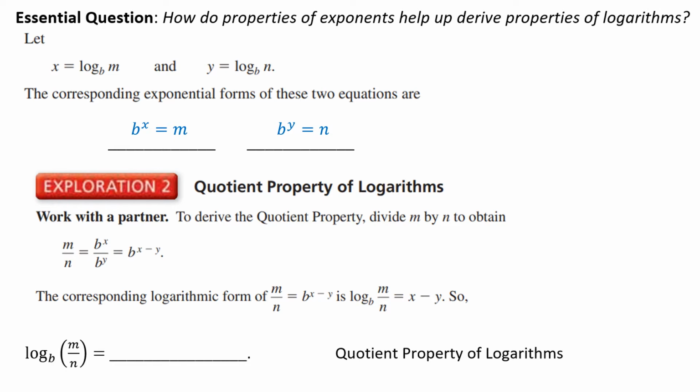If we were just reminded that when we multiply the same base, we add exponents, so b to the x times b to the y equals b to the x plus y, when we divide, we would subtract. So you can see in exploration 2, b to the x divided by b to the y is equivalent to b to the x minus y. We've done this before. But now how do we take that information and translate it into logarithms? If we say the log base b of the quotient m over n, that can separate into, or we would say expand, into x minus y as it's written here.